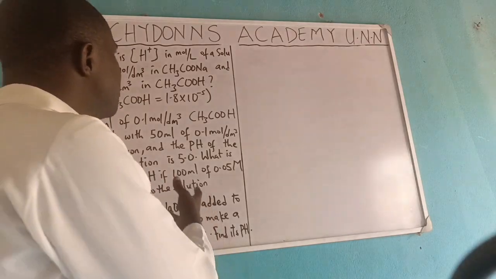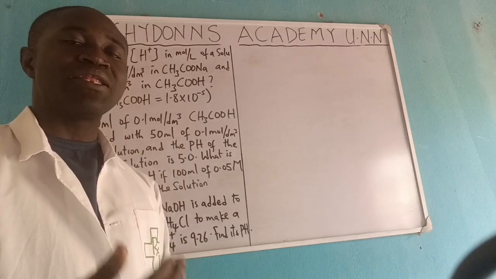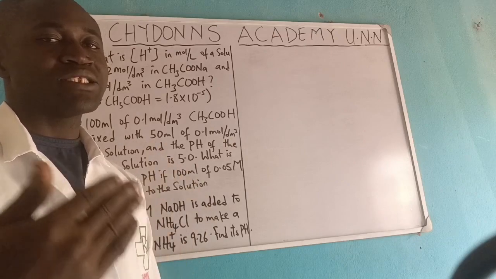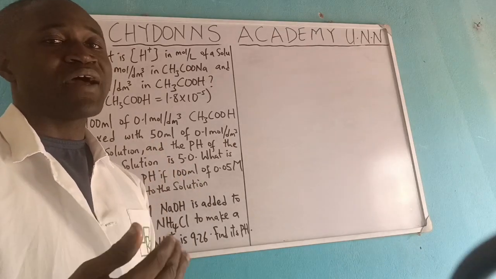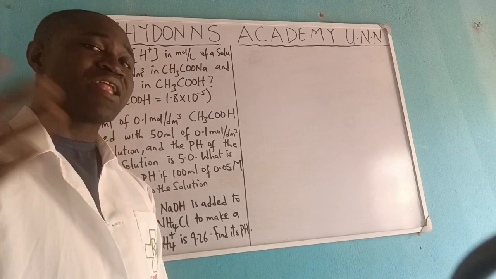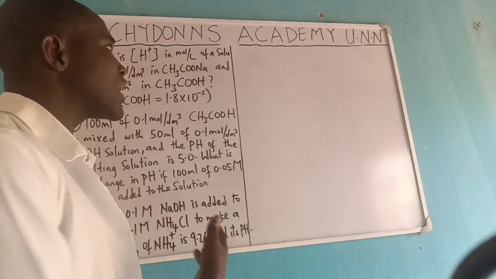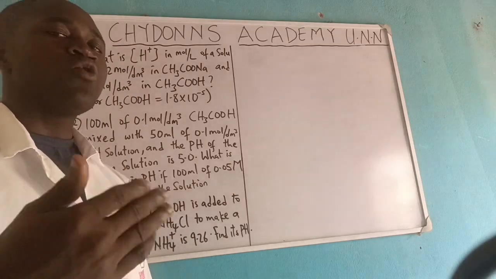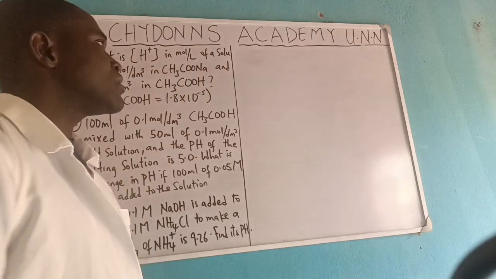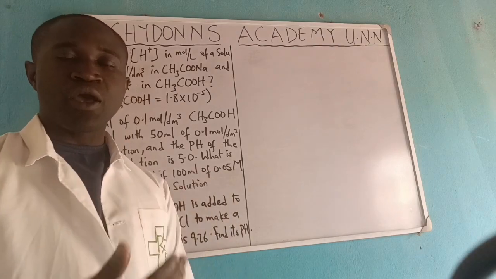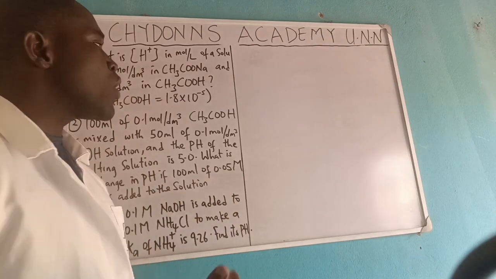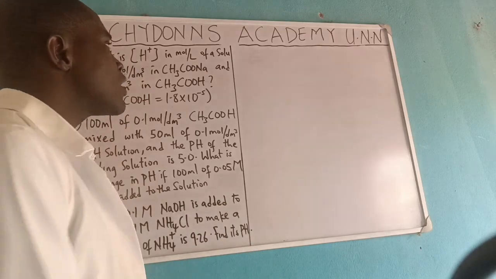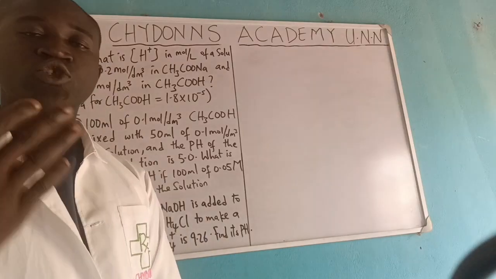Now, buffer solutions can be divided into two: acidic buffer and basic buffer. Remember, I said can be divided into two. That doesn't mean that we don't have other types, but we want to classify them into two: acidic buffer and basic buffer. What do we mean by a buffer being called an acidic buffer? When do we call a given buffer an acidic buffer, so to speak?